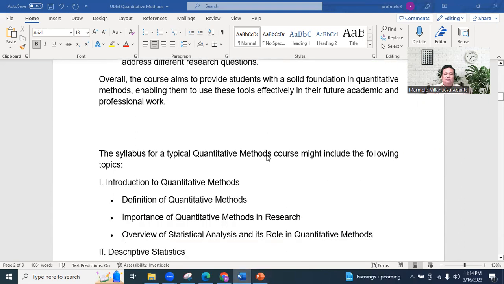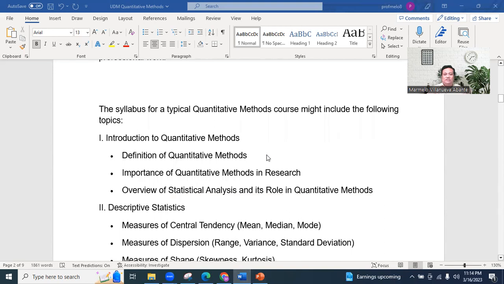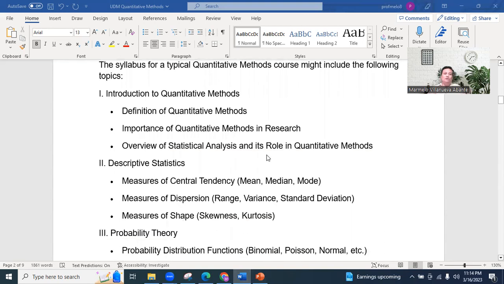So this will be the typical quantitative methods course. It includes Module 1, Introduction to Quantitative Methods. Subtopics include definition of quantitative methods, importance of quantitative methods in research, and overview of statistical analysis and its role in quantitative methods. For Module 2, descriptive statistics, of course: measures of central tendency, covering the mean, median, mode; measures of dispersion: range, variance, standard deviation; measures of shape: skewness and kurtosis.